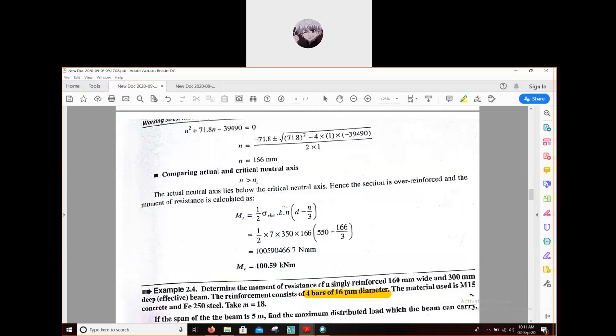So it will be 4 into pi by 4 d square, where d value is 16. The area of one bar is pi by 4 d square, because our bar is circular. The area of a circle is pi by 4 d square. Are our steel bars circular or rectangular? Yes, sir.